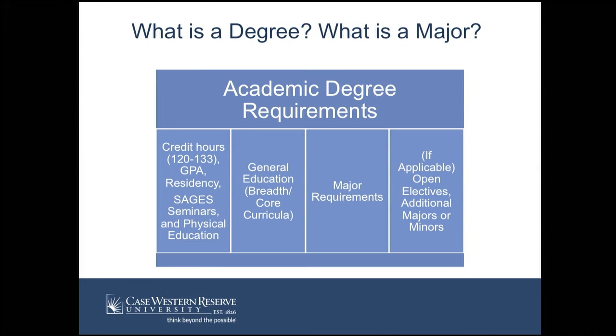The first thing that you should note as you're looking at this slide is that different majors require different numbers of credit hours. Many degrees require you to earn 120 total credits over the course of your 4 years with us at the university, some up to 133. The specific number depends on the specific discipline that you're pursuing. In addition, we have a GPA requirement for all students to earn their diploma. We have a residency requirement, residency meaning a number of credit hours that you need to take at the university. We also have a SAGES seminar requirement, which we're going to discuss a little bit more in just a moment. And all students, no matter what degree they're pursuing, have to complete some physical education coursework.